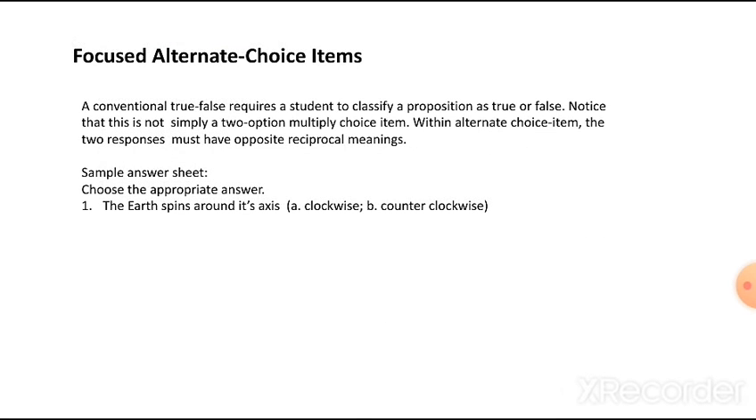So let's move on to another variation, which is the focused alternate choice item. It is a conventional true or false item, requiring a student to classify a proposition as true or false. Notice that this is not simply a two-option multiple choice item. Within an alternate choice item, the two responses must have opposite reciprocal meanings. So I have here also a sample question. Number one, the Earth spins around its axis. Letter A, clockwise, or letter B, counterclockwise.